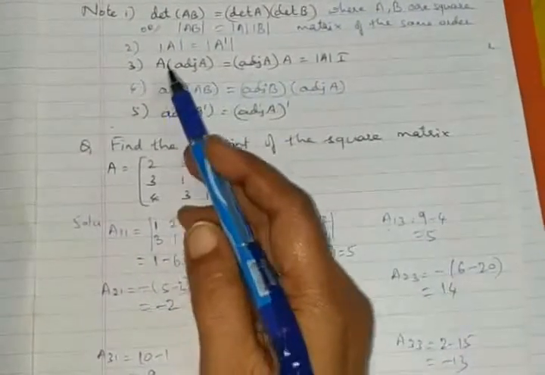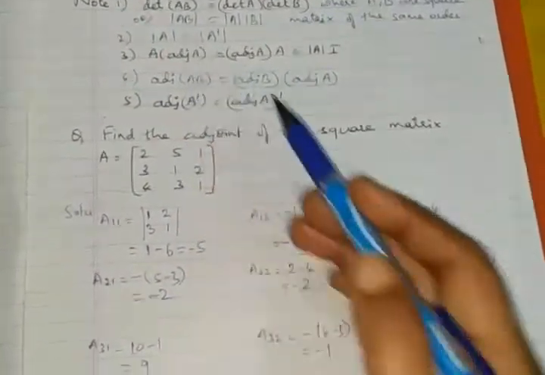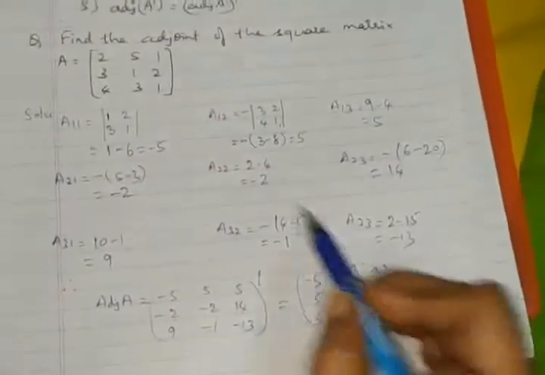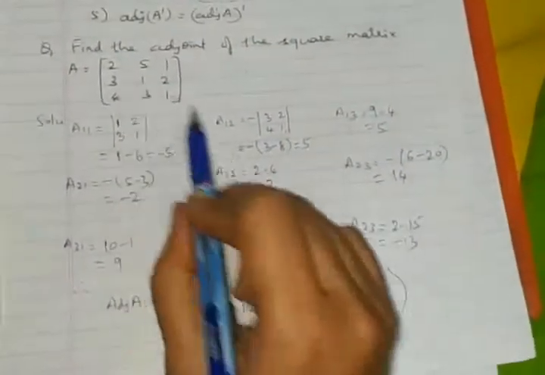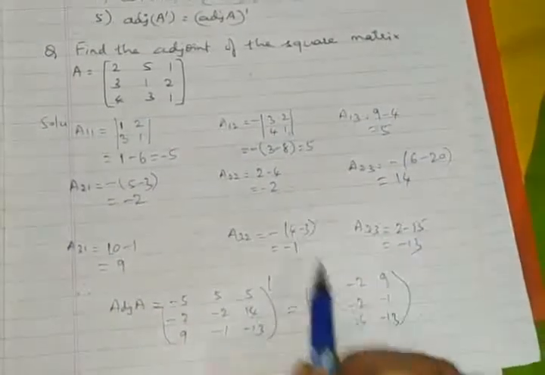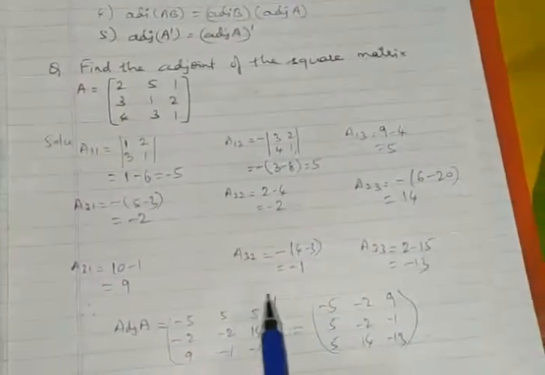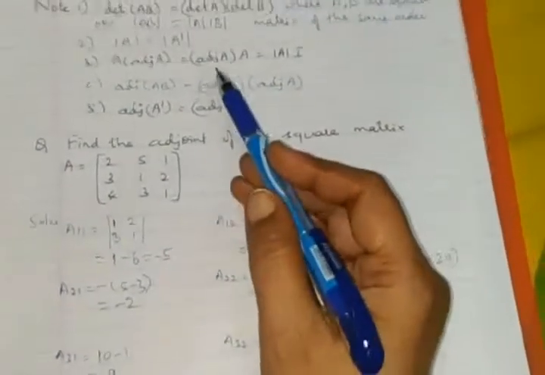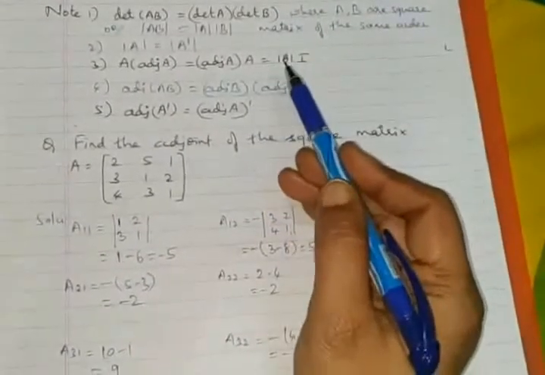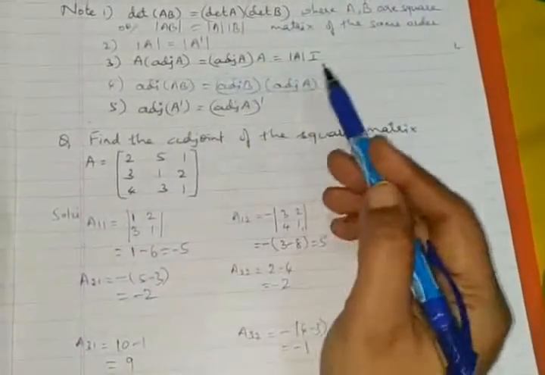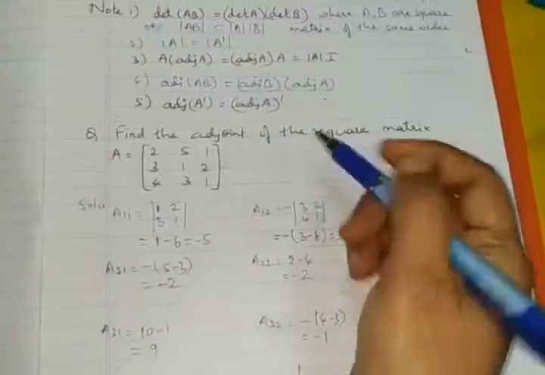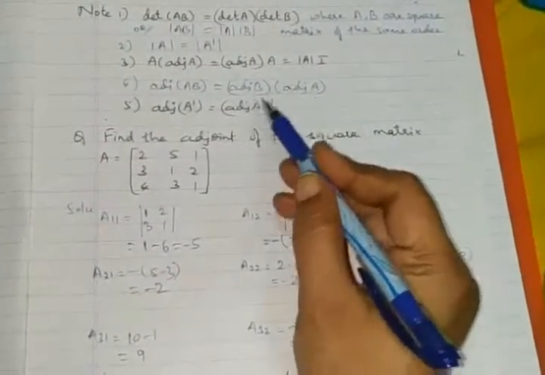Adjoint of A multiplied by A, you know how to multiply two matrices? Multiplication of two matrices, you know it, no? In the previous chapter on matrices we have done it. Or the reverse, it is always equal to determinant into I, a special property we have. To go for this property, I require one more matrix B.